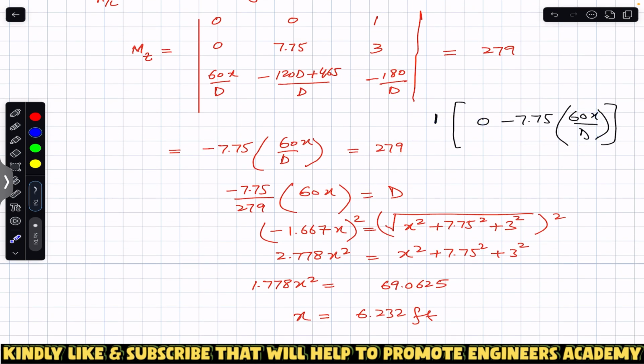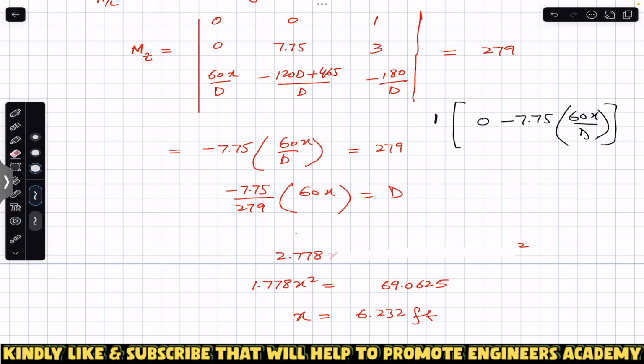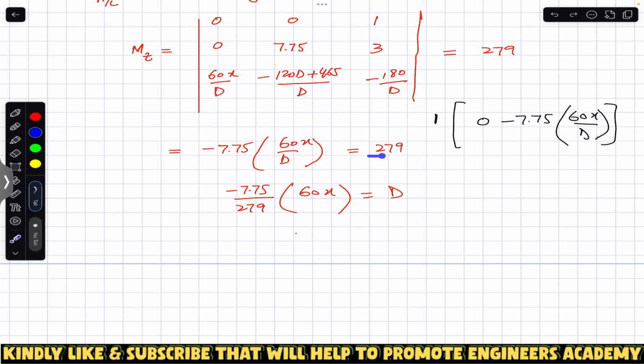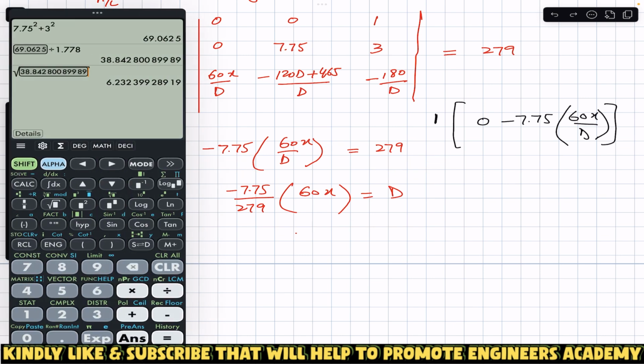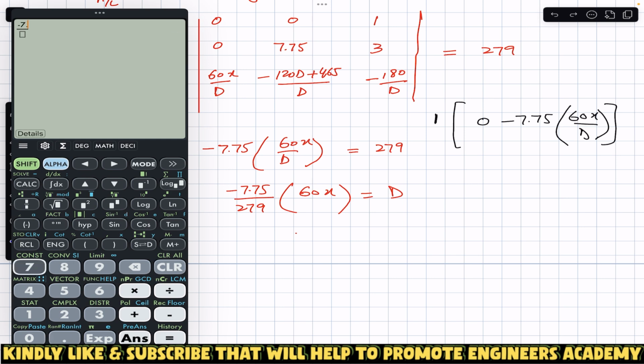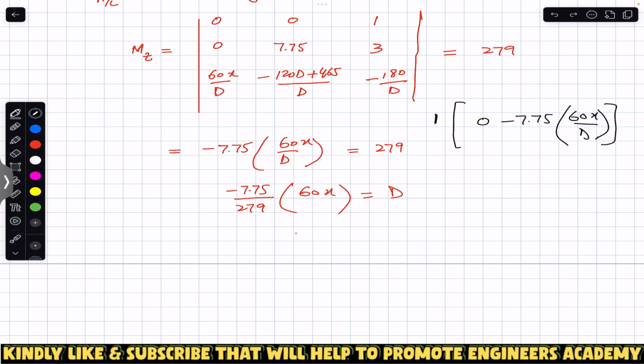So now let's simplify this. Let me erase all this and make it simple. If I cross multiply, d goes there and 279 comes in the denominator. If we multiply both sides of the equation by d and then divide both sides by 279, the equation will look like this. Then, simplifying, minus 7.75 into 60 divided by 279 gives us minus 1.667.